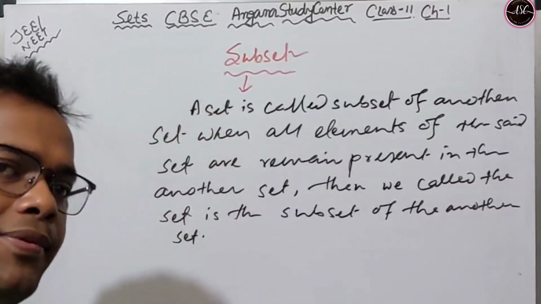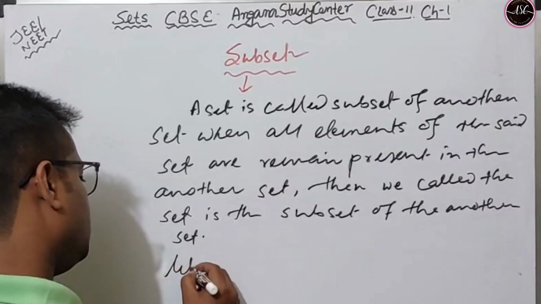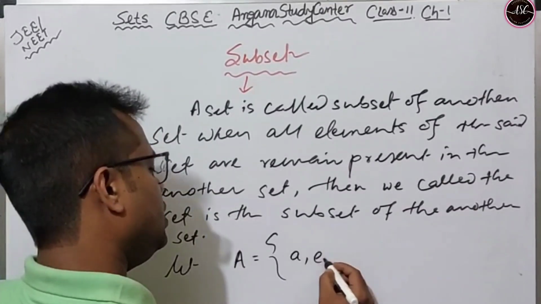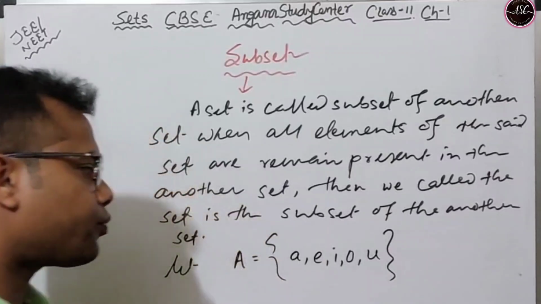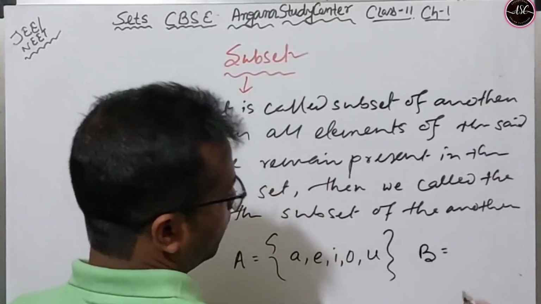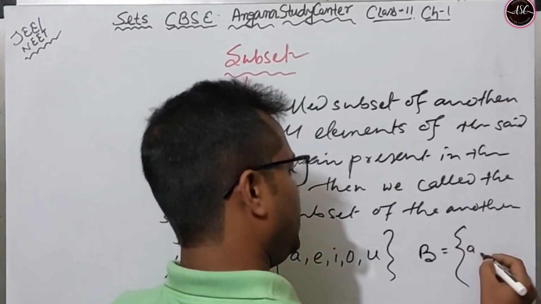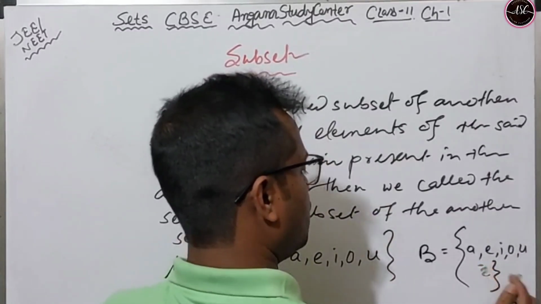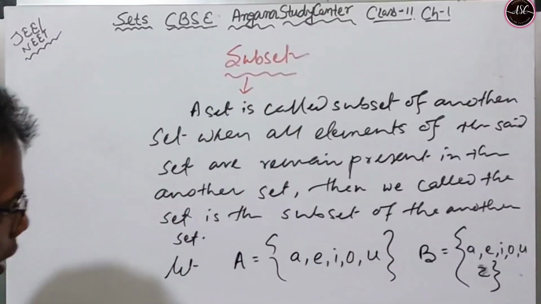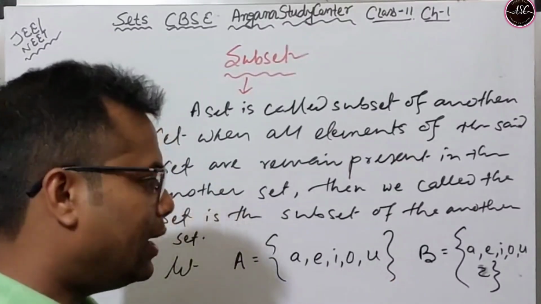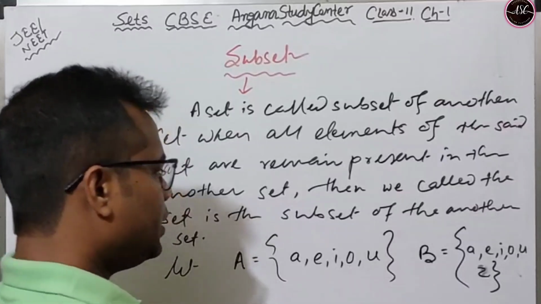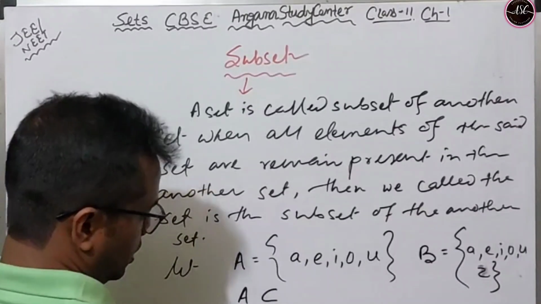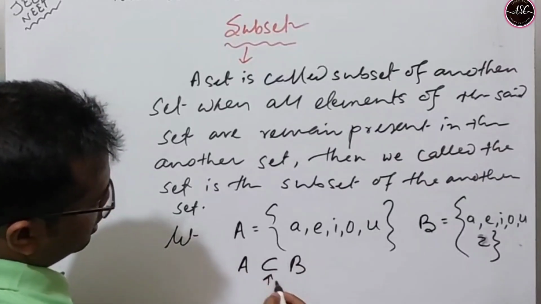By some example we can define it. Let a set A have some elements: A, E, I, O, U. Then another set B where A, E, I, O, U, Z. Now all the elements of A are present in B, then we may say that A subset B. This is the subset sign.